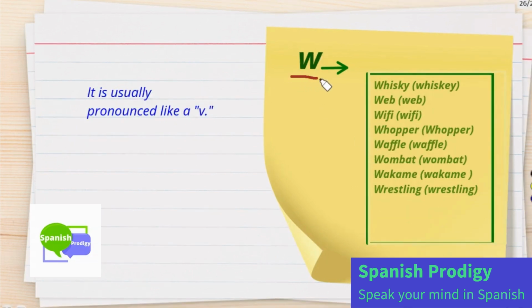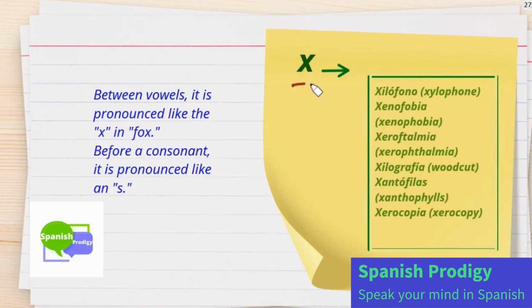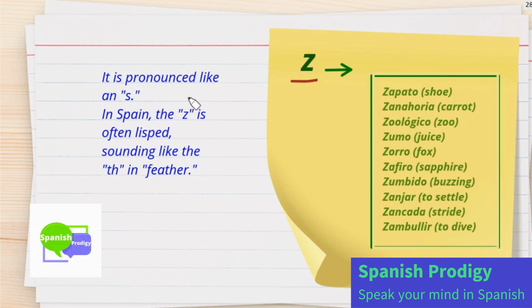The letter W. It is usually pronounced like V. Now, the letter X. Between vowels, it is pronounced like the X in fox. Before a consonant, it is pronounced like an S. The letter Z. It is pronounced like an S. However, in Spain, this letter is often lisped and sounds like the TH in feather.